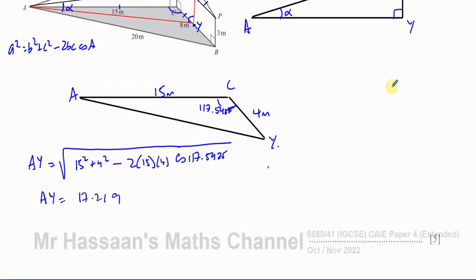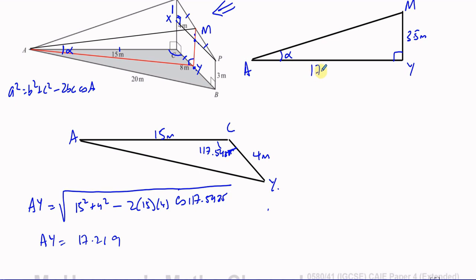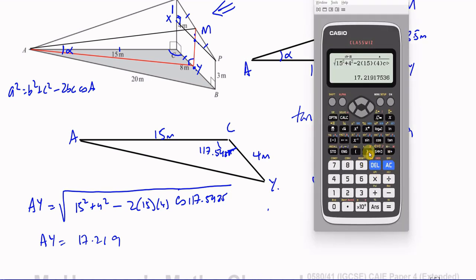So now we have this side, which is 17.219. So now we can find the angle. We know the tangent of the angle. This is the angle we're looking for in this question, alpha, is the opposite over the adjacent. So 3.5, which we found earlier, over 17.219. So alpha is equal to the inverse tan of that. So we're going to do inverse tan of 3.5 divided by the last answer, which was the side we found. And that should give us the correct answer, which is 11.4895.